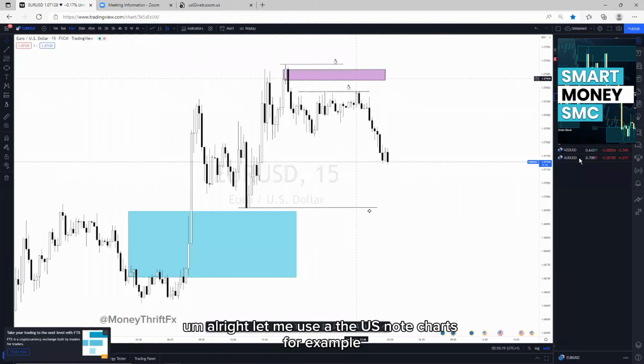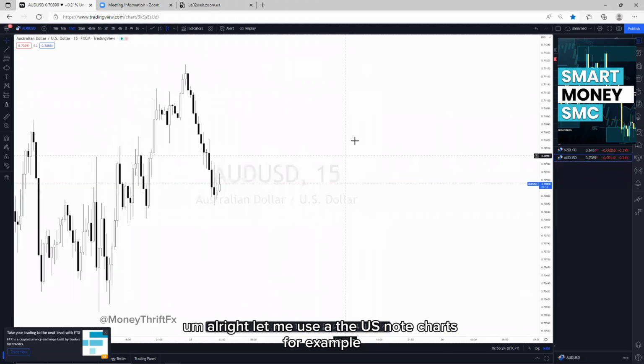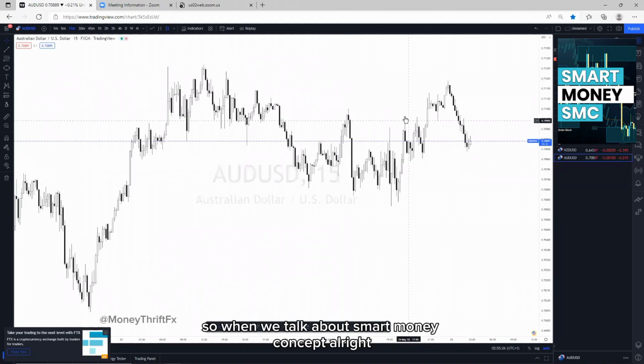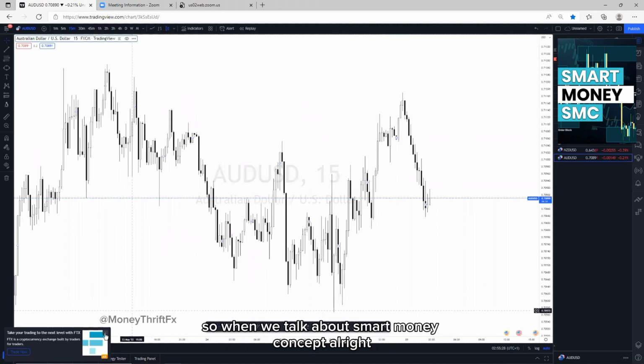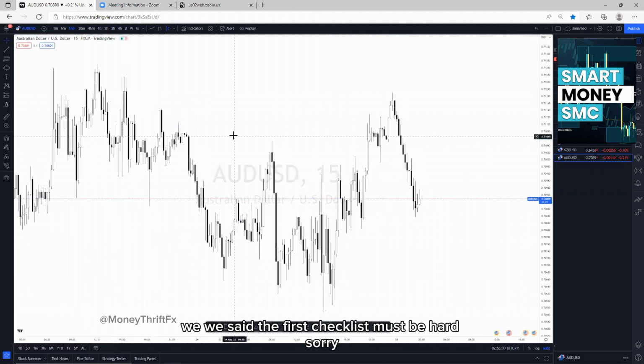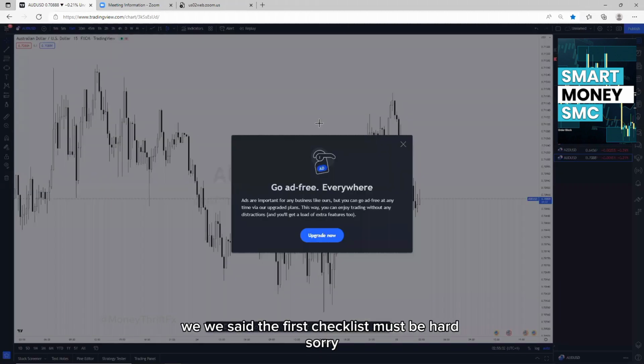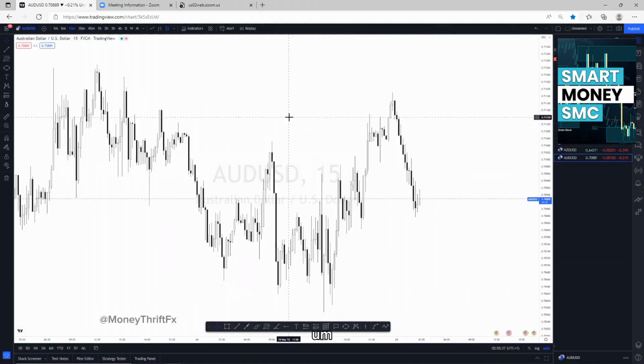All right, let me use the AUD USD chart for example. When we talk about smart money concept, the first checklist we had was the top-down analysis. You want to be able to do your top-down analysis. You want to be able to say where exactly the market is going, what exactly the market is doing. So top-down analysis, just as the name says.